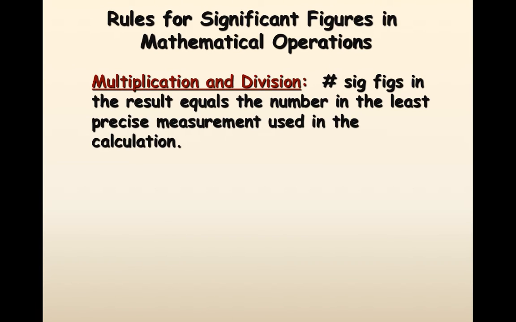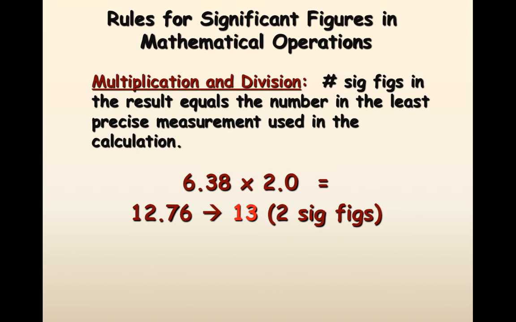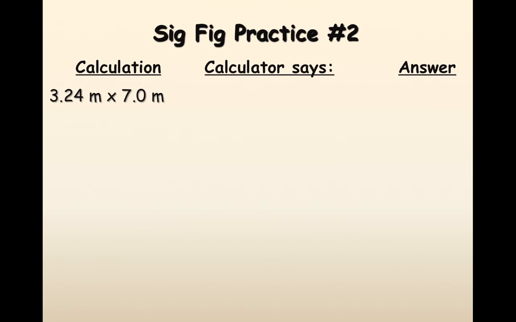Multiplication and division are limited by your least precise measurement in terms of number of sig figs. So here we're going to get an answer and we're going to chop it to 2 sig figs. Here we have 3 and 2. The calculator belches out this number, so we have to chop to 2. So the 6 rounds the 2 up to a 3.